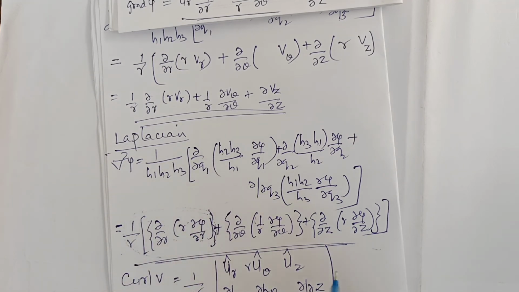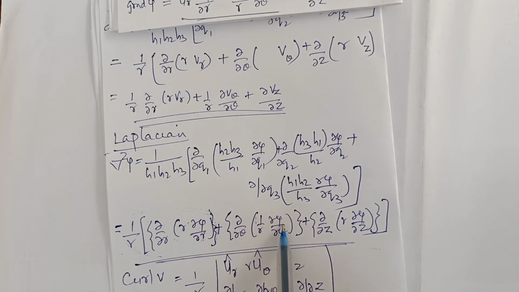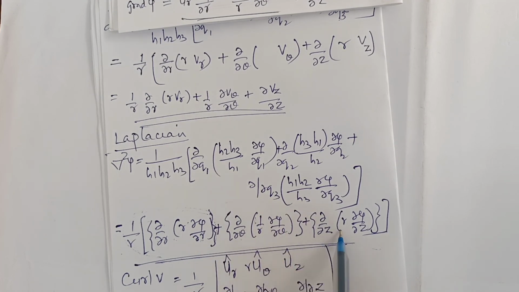Again here we have dou by dou theta of 1 by r into dou psi by dou theta. When you work that out, you get 1 by r square dou square psi by dou theta square. And here we get dou square psi by dou z square.